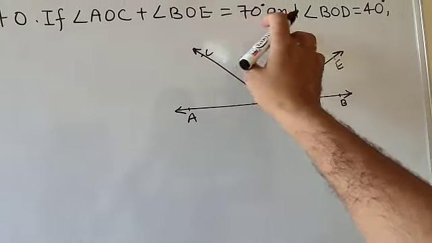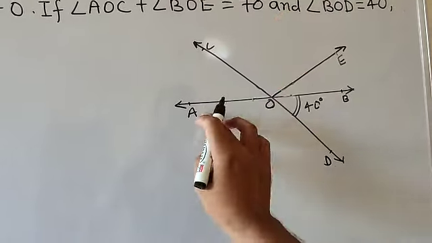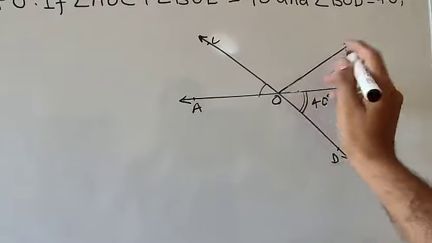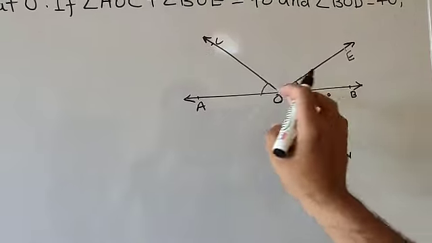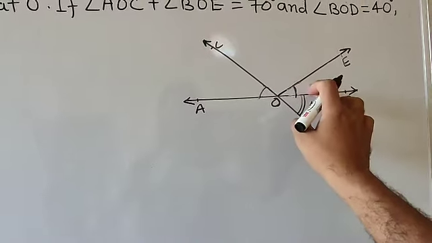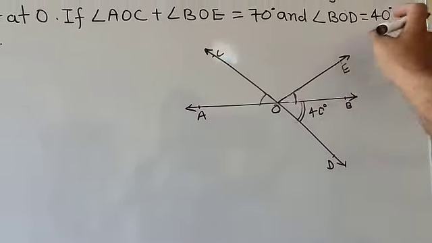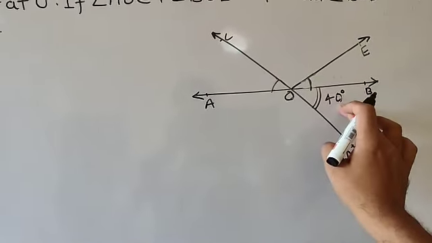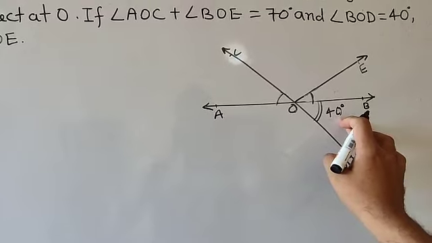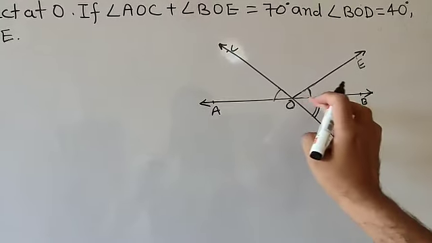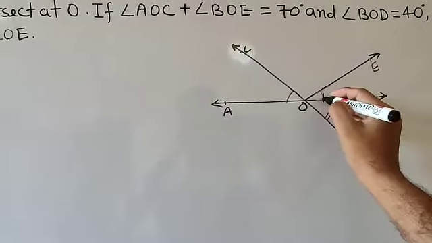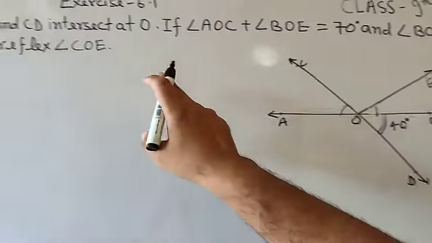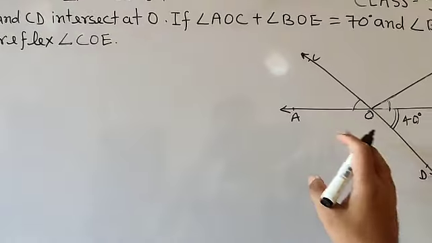Angle AOC plus angle BOE equals 70 degrees. You are given that the sum of these two angles is 70 degrees, and angle BOD equals 40 degrees. Then you need to find angle BOE, the value of this angle, and the reflex of angle COE.